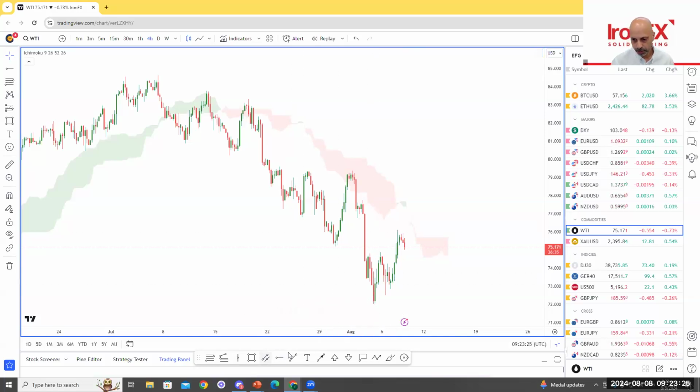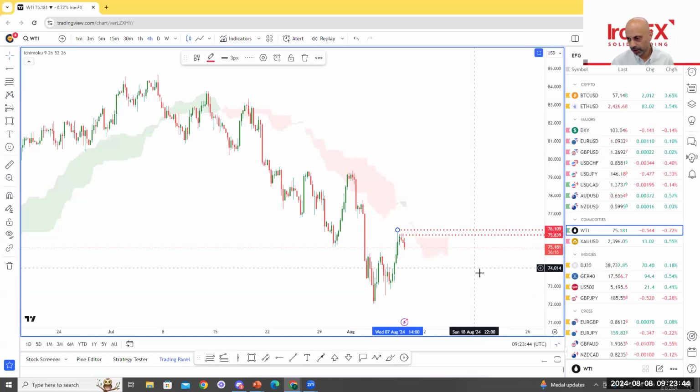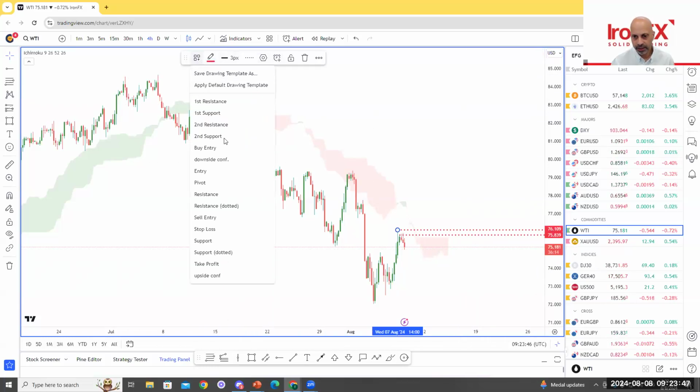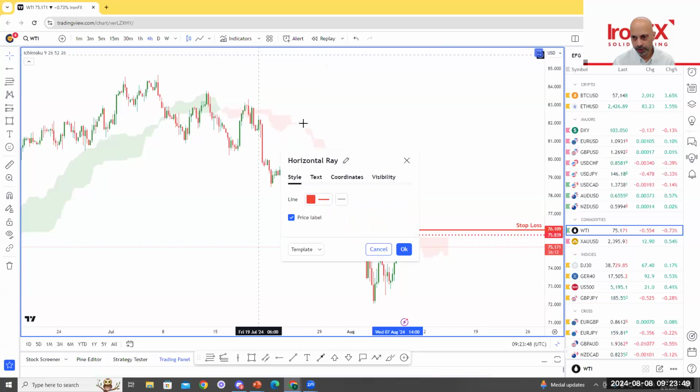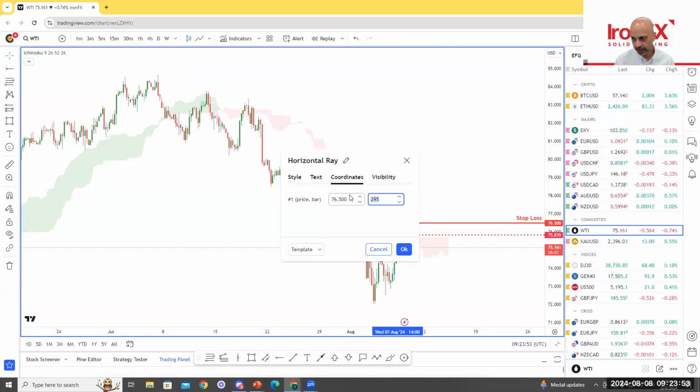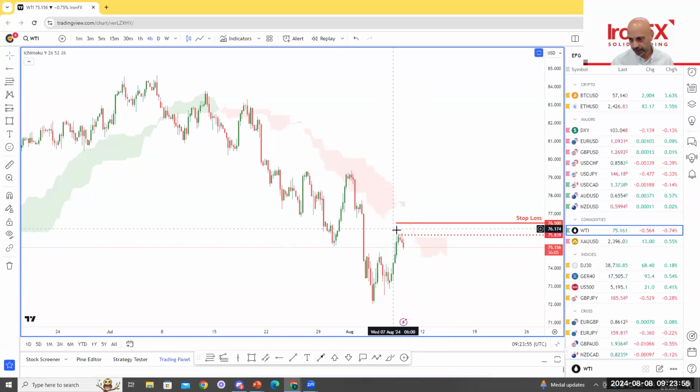If it does continue to drop lower here, we can identify a pretty decent stop loss level just above this intermediate resistance level here at $75.83 per barrel. Identifying the stop loss at the top of this wick here, the top of this wick goes to about $76.10. Let's just say we identify a potential stop loss at about $76.50, giving us a little bit of buffer.